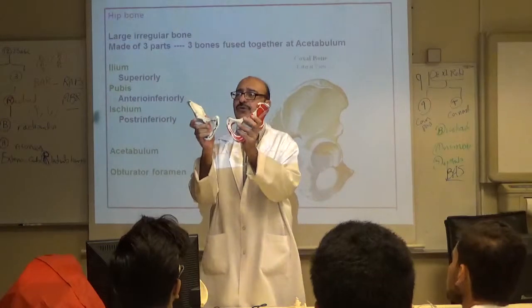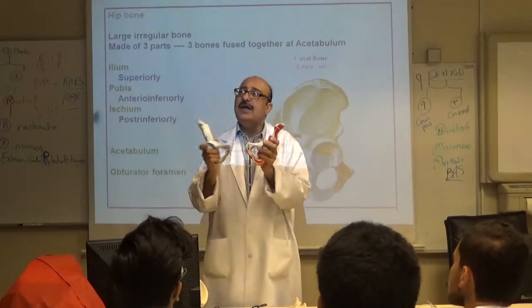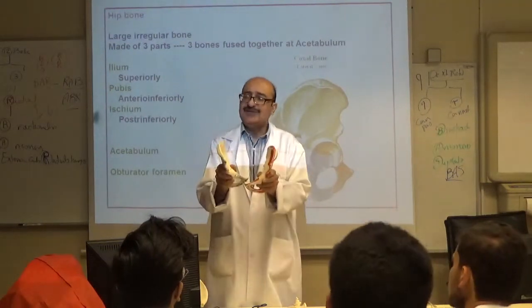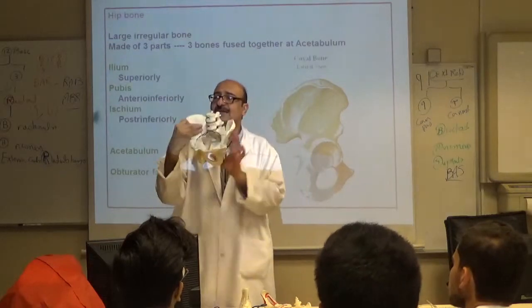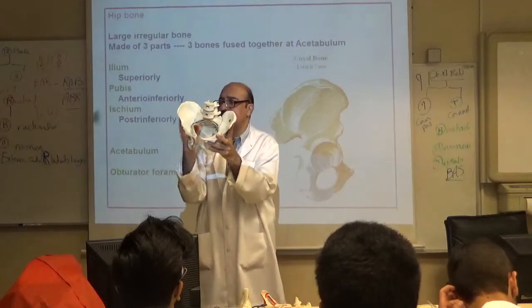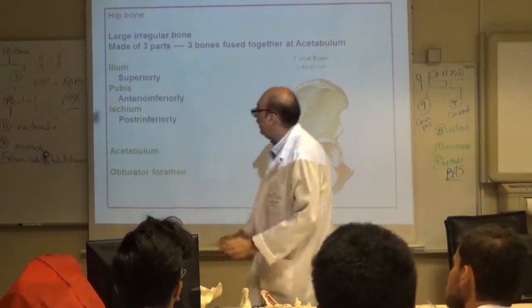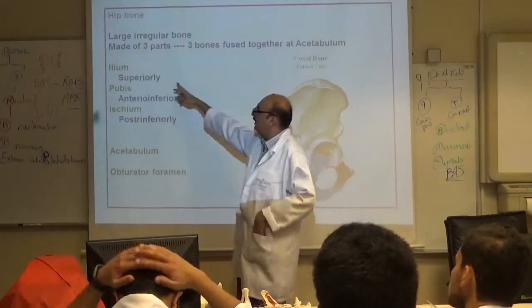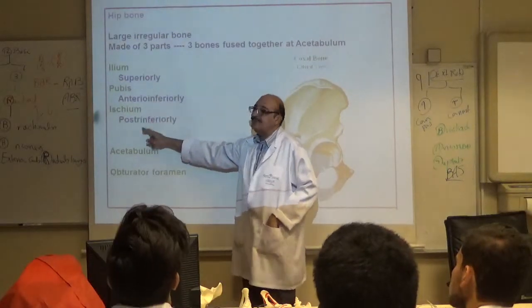When we combine two, this is called hip girdle. And when I put the sacrum at the place, now it is called pelvis. Okay, so remember these three terms. Then, now I will start here. Ilium superiorly, pubis and ischium.